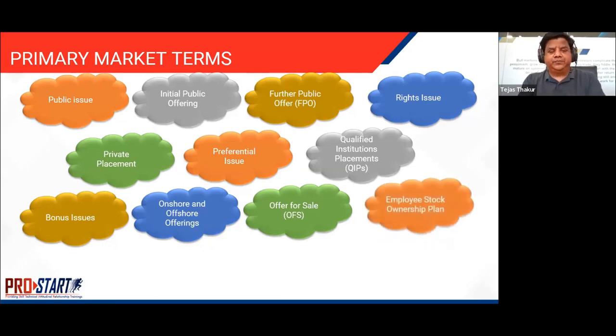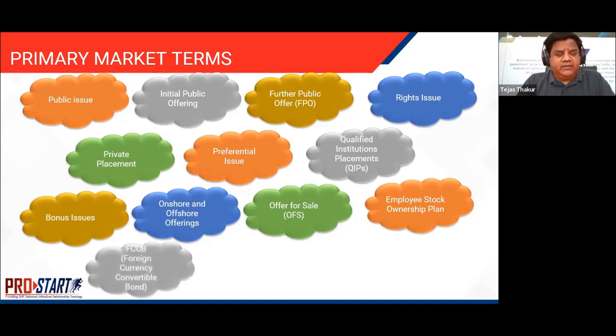Then we have ESOPs. Some companies offer employee stock ownership options that enable employees to own a small stake in the share capital of the company, as an incentive to participate in making the business more efficient and successful. There's a vesting date involved in that, which indicates a date from which the ESOPs get converted.